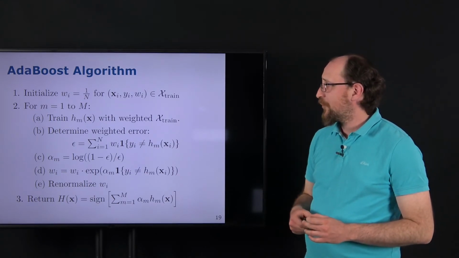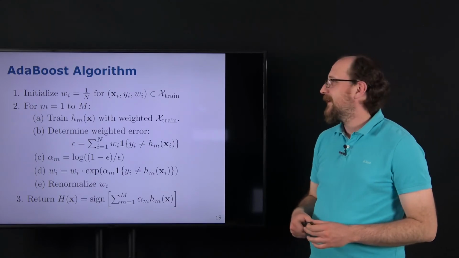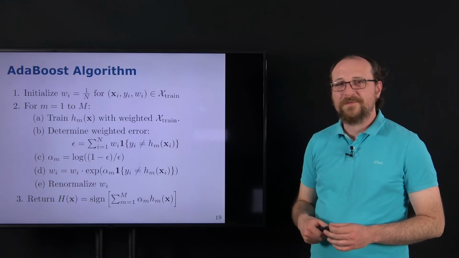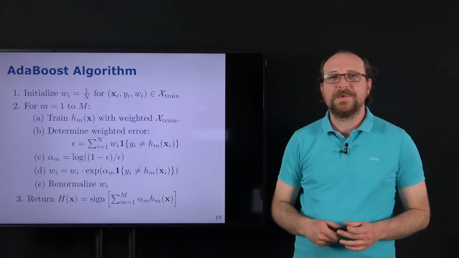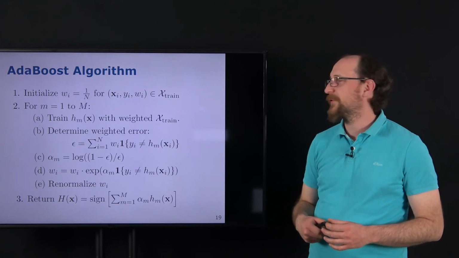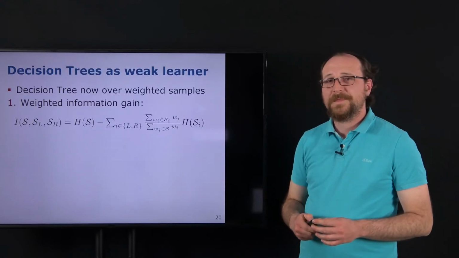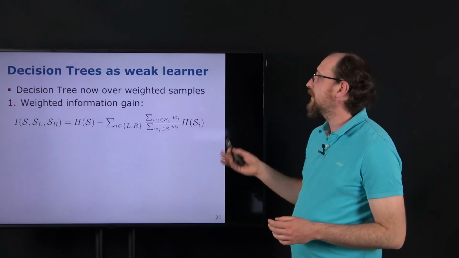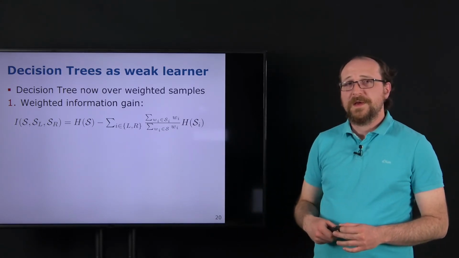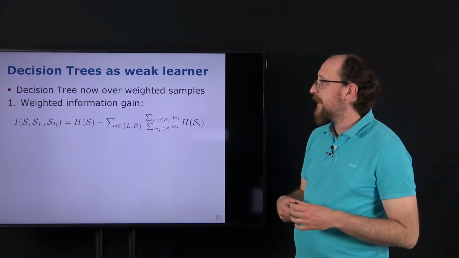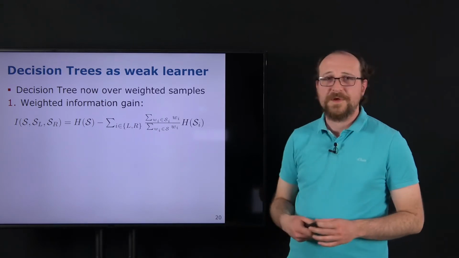And as I promised, the decision trees will also play a role here. They are quite often used for AdaBoosting, but in the end you can also use some other weak learner, something like a logistic regression, which accounts for the weights. Now we have to do the decision trees such that they account for the weighted samples. And for this, as you remember, we had the information gain, and we now have to use a weighted information gain.